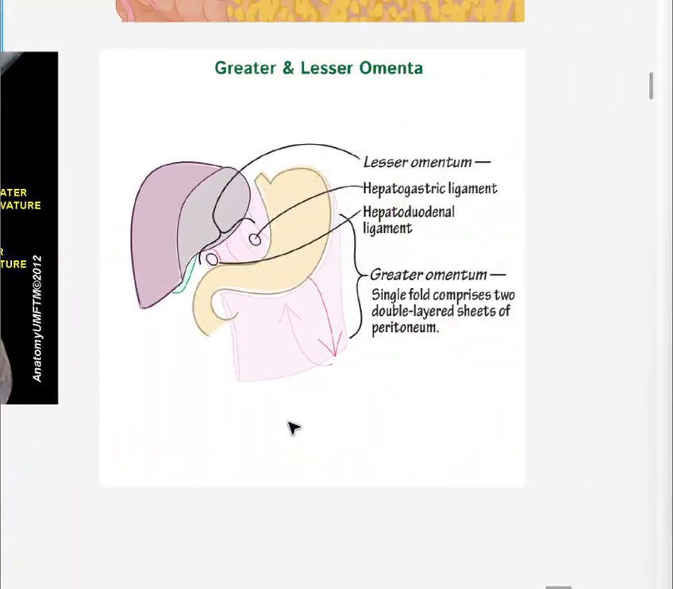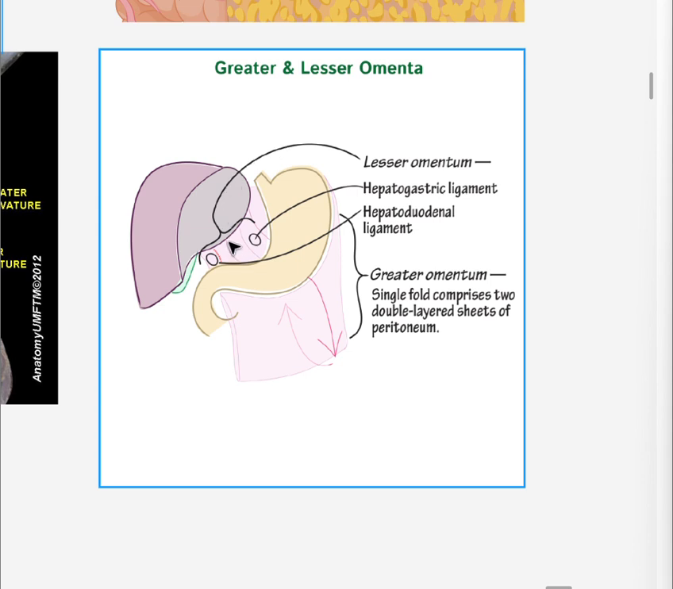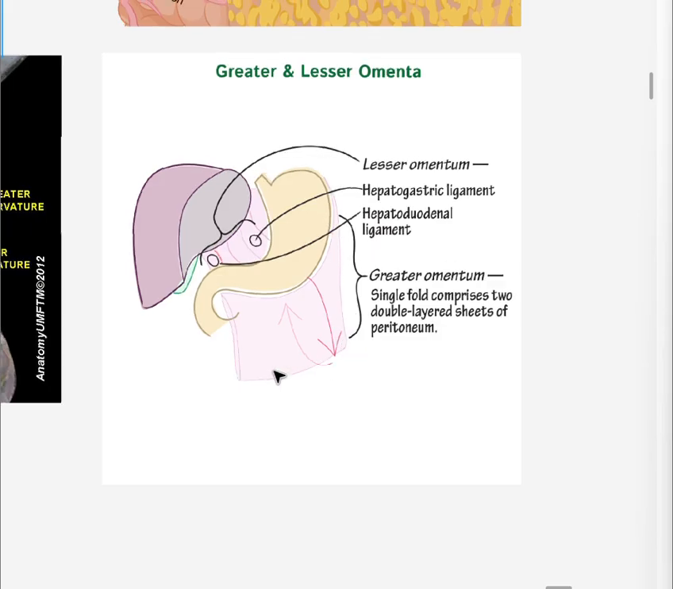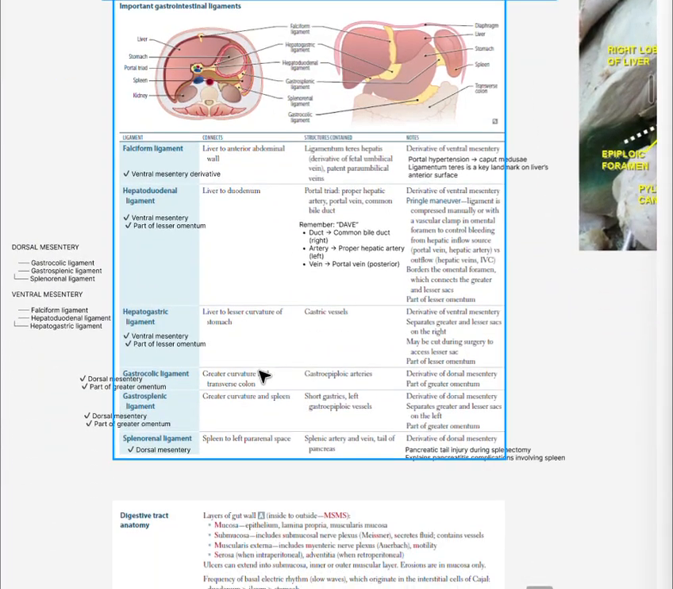Let me show you the greater and lesser omentum. So this is the lesser omentum. The lesser omentum has the hepatoduodenal ligament, which has the portal triad where we were doing the Pringle maneuver, and it also has the hepatogastric ligament, right? So both these are part of the lesser omentum. And the greater omentum is basically a single fold comprising two double layered sheets of peritoneum. So that's the difference between greater omentum and lesser omentum.